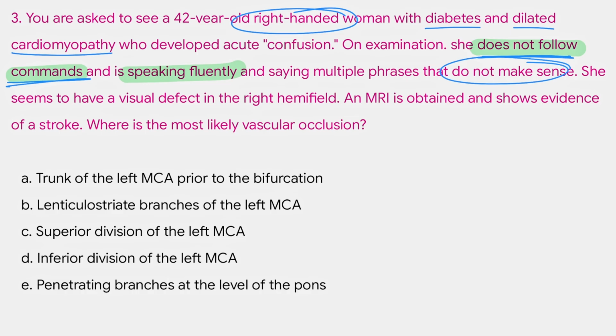She seems to have a visual field defect in the right hemifield. Very good. That means it's a left-sided stroke, but we already knew that because the patient is right-handed, so the dominant cortex is likely to be the left side, and you get aphasia usually when the dominant cortex is affected. So this is Wernicke's aphasia, and Wernicke's area is supplied by MCA, specifically the inferior division, and we know this is the left side, so the answer is D.